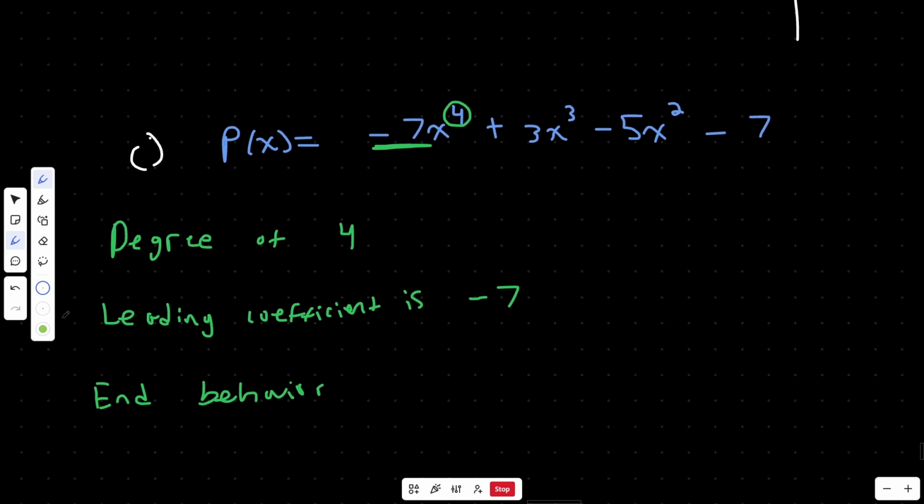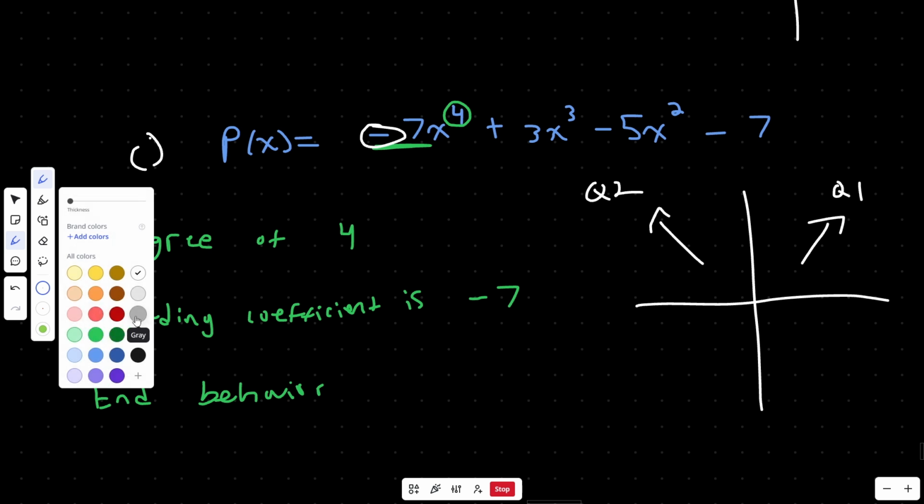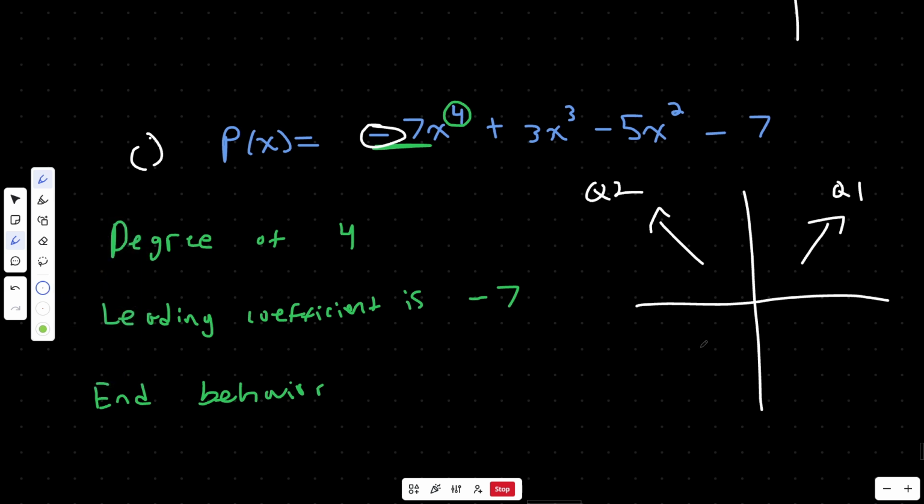Okay, so let's analyze this. It looks like we have an even degree function. Normally for even degree functions, we have an end behavior going from quadrant 2 to quadrant 1. But since there is a negative here, what's going to happen is we're actually going to go from quadrant 3 to quadrant 4.